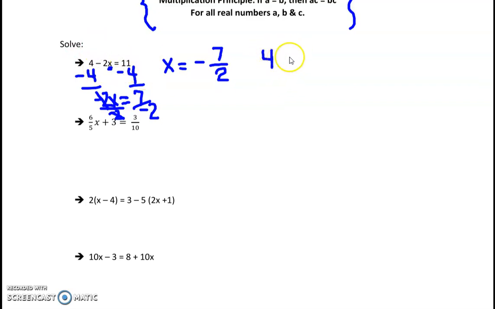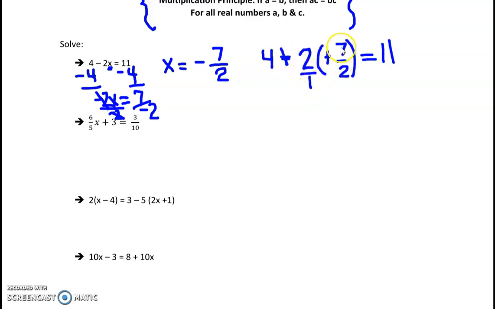So I'm just going to rewrite the original problem, but I'm going to replace the x with negative 7/2. Remember, this is 2 times x, so this is 2 times negative 7 over 2. So this is a multiplication, equals 11. And now I can work that through. If I'm taking 2 times a negative, that's going to give me a negative, but I'm also subtracting a negative. So I'm just going to get rid of those negative signs right off the bat just to make it a little easier.